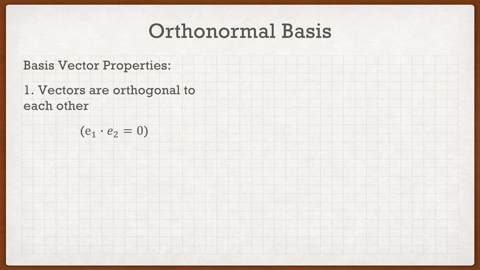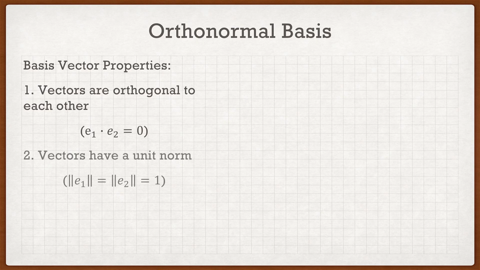The first one is all the vectors in an orthonormal basis are perpendicular to each other. So if we were to dot any two vectors, it should be equal to 0. The reason why? Well, if they're perpendicular, cosine of 90 degrees is 0, so our dot product will be 0. And this doesn't just go for e1 and e2. If we're working in R3 and we have an e3, then e1 dot e3 will also be 0, e2 dot e3 will be 0, and so on.